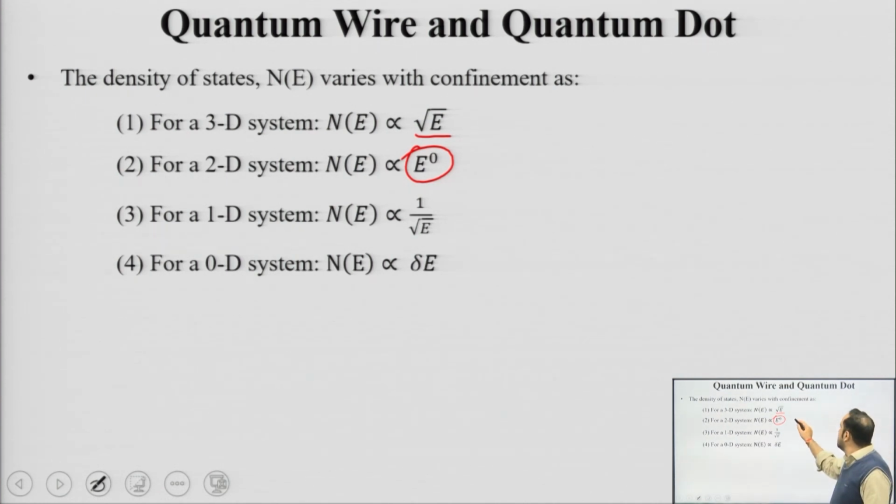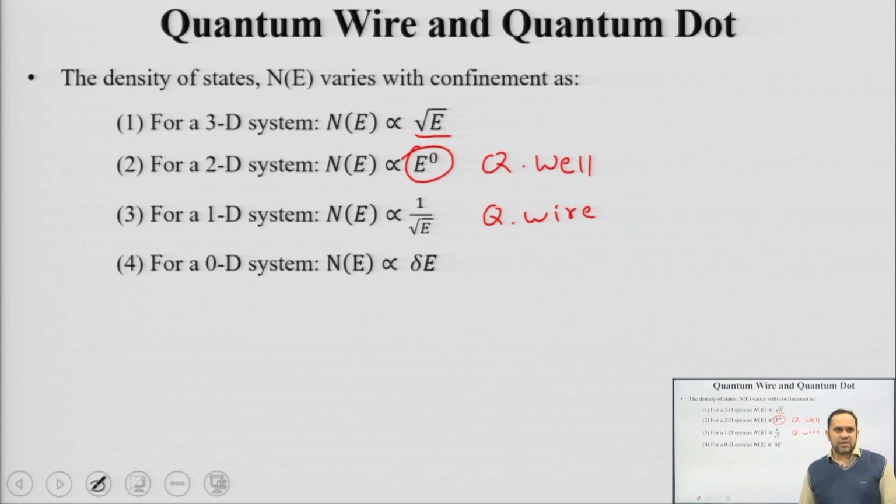So, this can be related to your quantum well. In a 1-dimensional system like a quantum wire, as energy increases, the number of energy states available goes down, okay, because density of state is inversely proportional to the square root of energy. And for a 0-dimensional system like your quantum dot, it is proportional to only the differential energy present at that point or at that dot only.